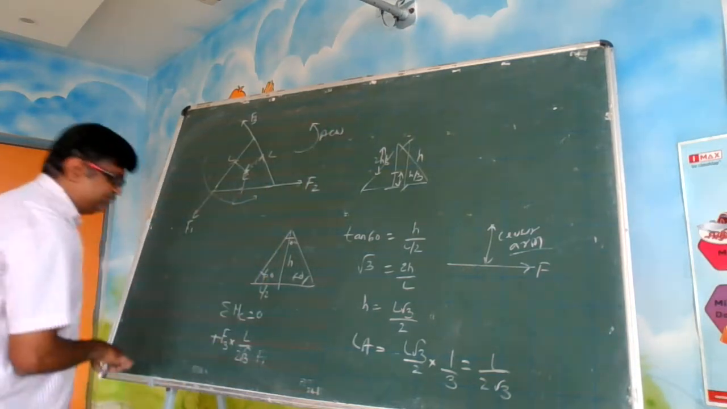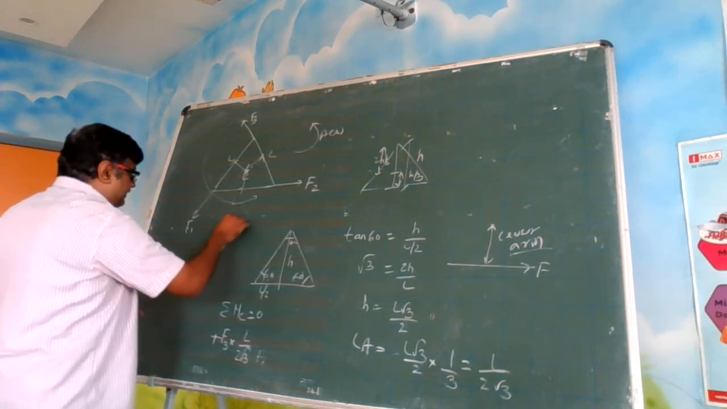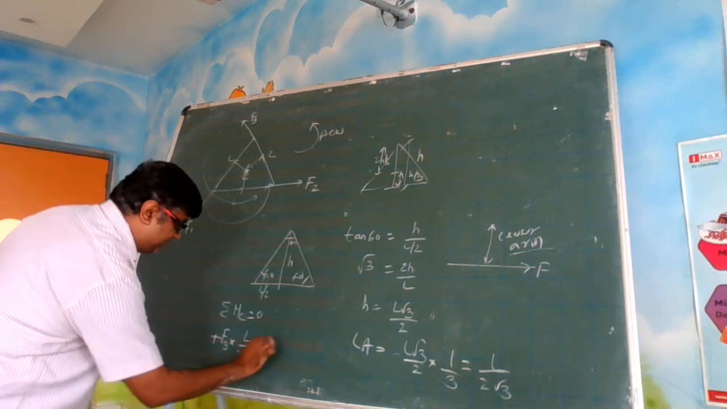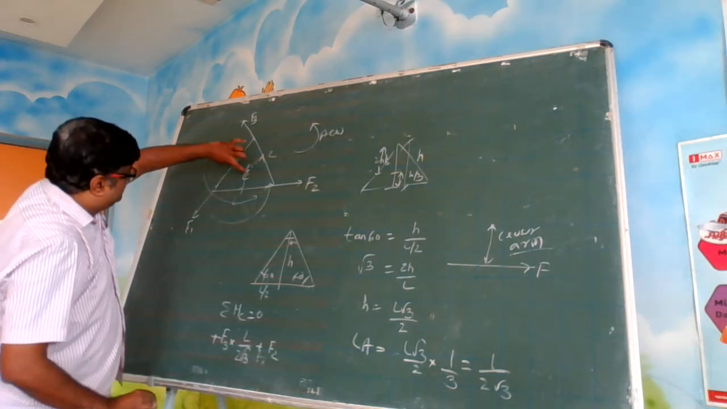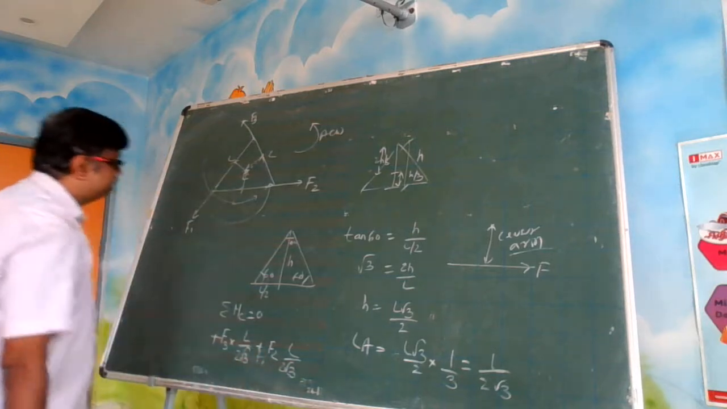Anti-clockwise को plus लगाएंगे. अभी किसका लो? It is trying to rotate like this. Anti-clockwise. इसको भी plus लगाएंगे. F2 into lever arm is this. It is also L by 2 root 3 only.